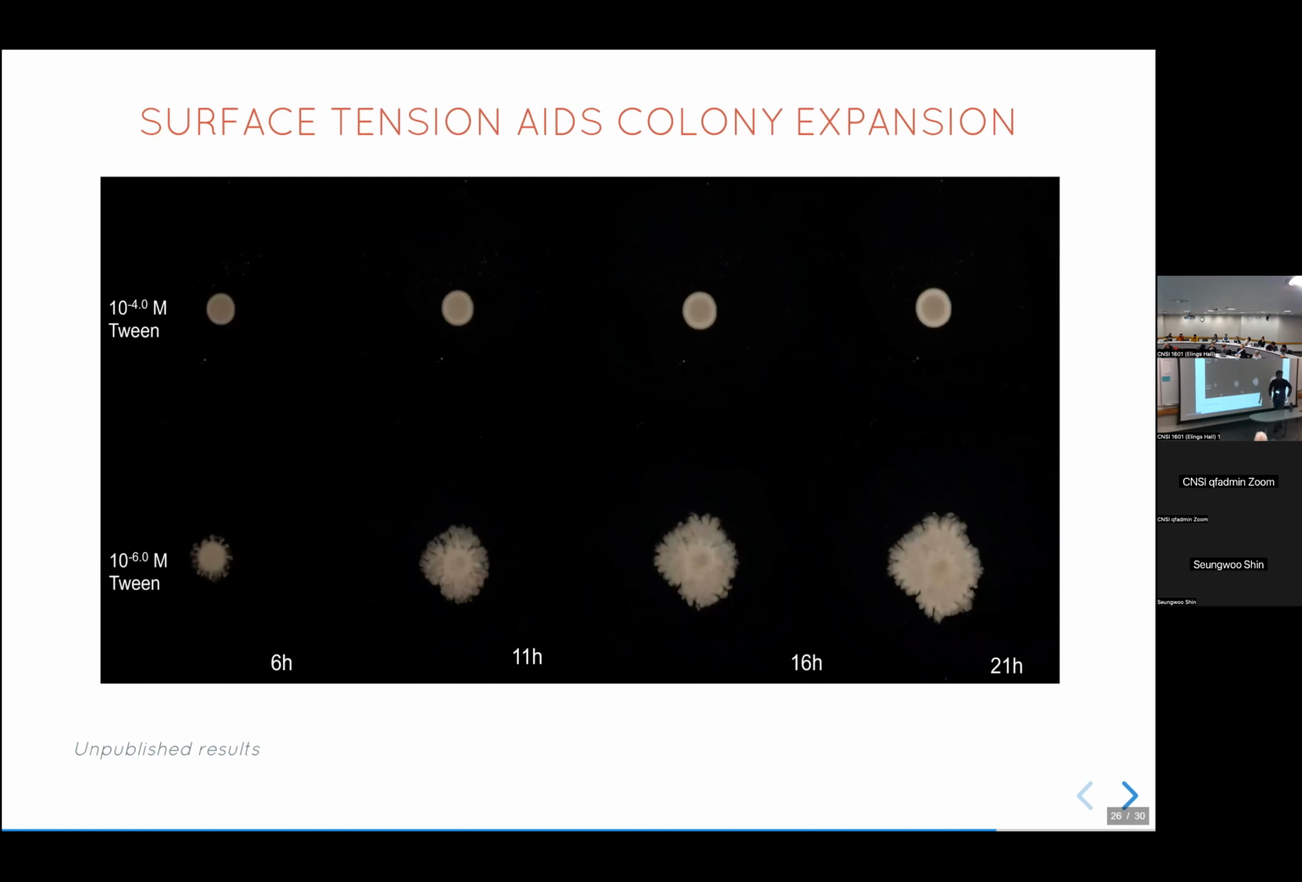Some bacteria can produce surfactant, right? E. coli cells are not known to produce surfactant for this stuff. So here we're using Tween as a surfactant. If you use 10 to the minus 4 molar, you see we've significantly suppressed their expansion. But if you reduce this level of surfactant, they start spreading more, and they spread most when you have no surfactant.